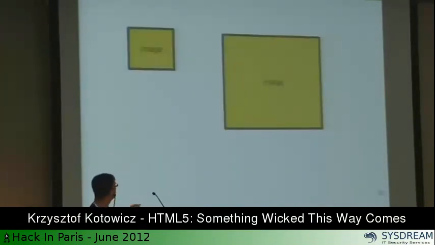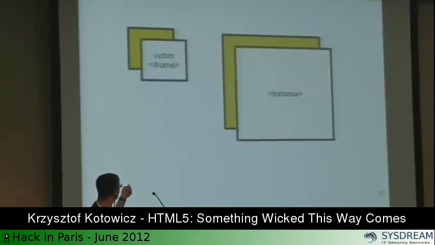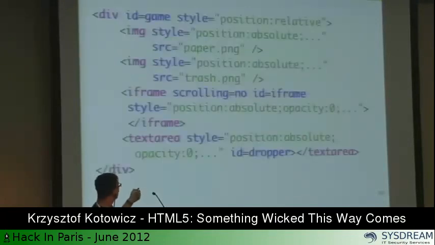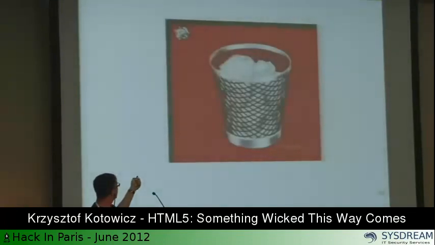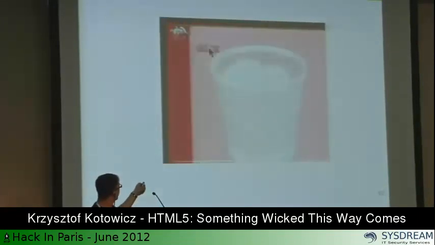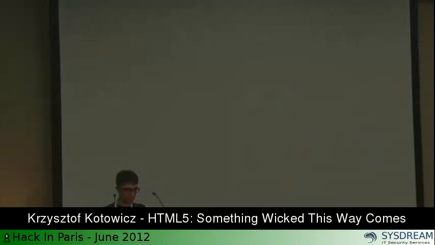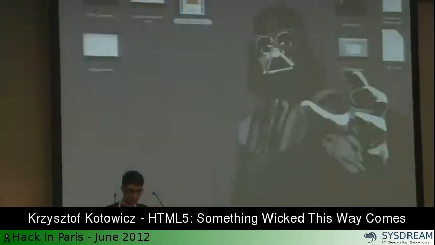The technique is I'm using 2 images. One is overlaid with an iframe of a victim application, and the other is overlaid with a text area. These both are invisible. This is the HTML code. I'm trying to make him drag something out of the victim application to the text area. And as soon as he drops something, I get access to the actual content that he was dragging from the victim application. Let's see a demo, and it will be the last demo.